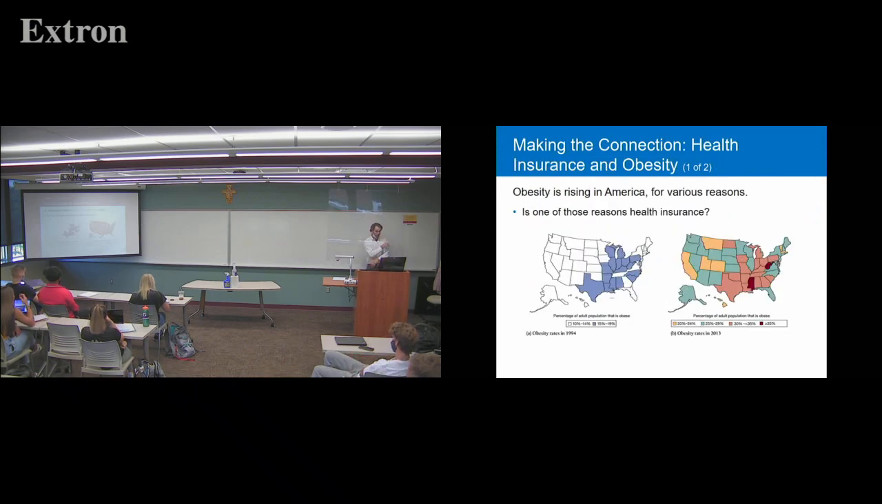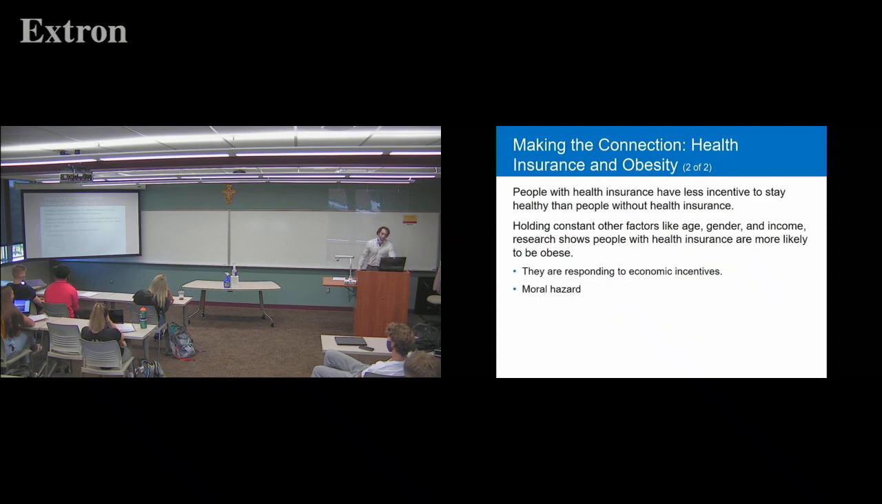All right. So obesity is rising in America for various different reasons. And the textbook asks, is one of those reasons health insurance? You can see obesity rates in 1994 and 2013. Obesity rates have increased a lot in the United States. Obviously, there's tons of reasons, diet and exercise coming into play. But there are more people with health insurance now than in previous decades, and people with health insurance have less incentive to stay healthy than people without health insurance.